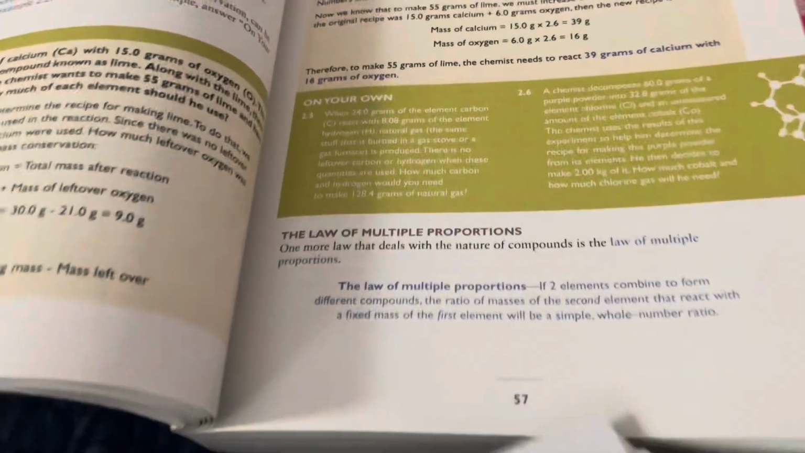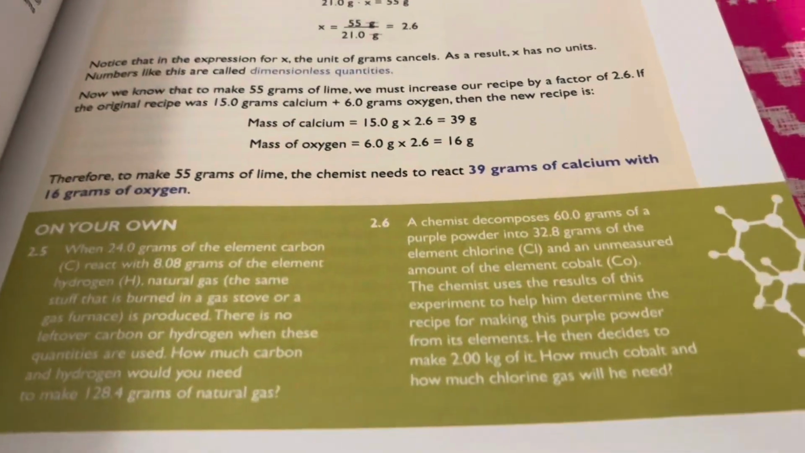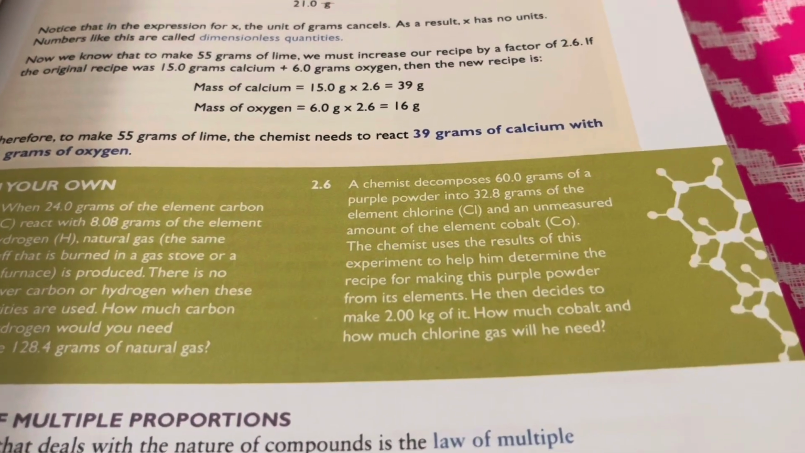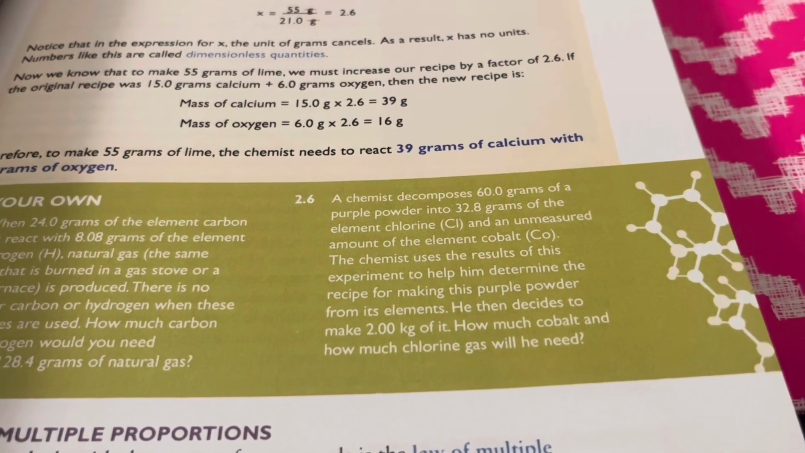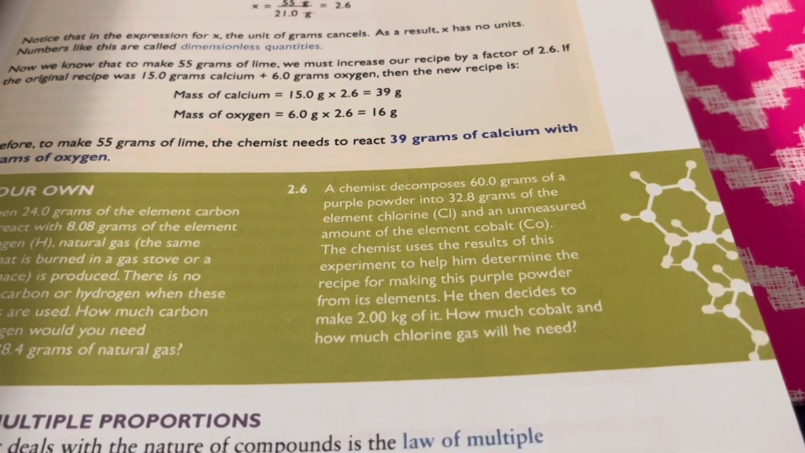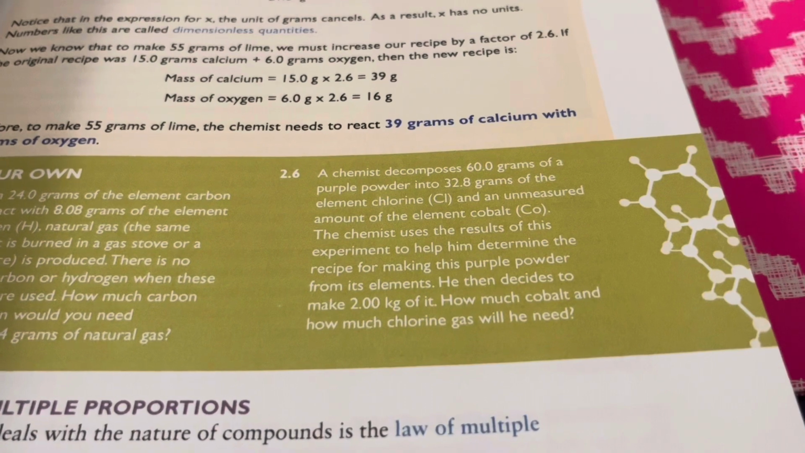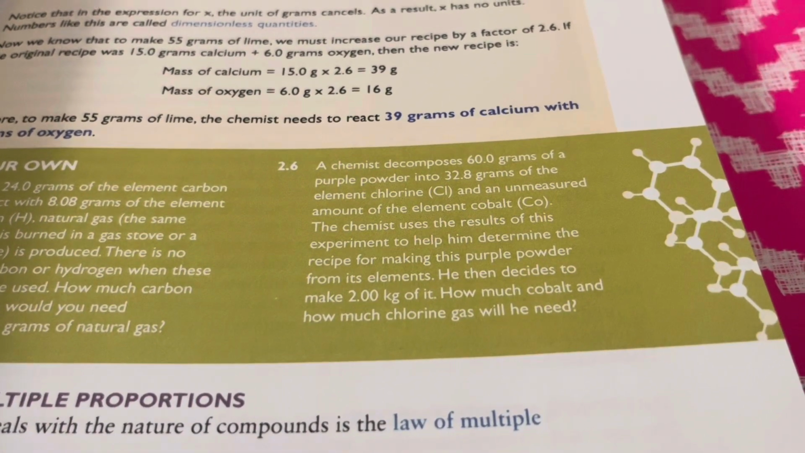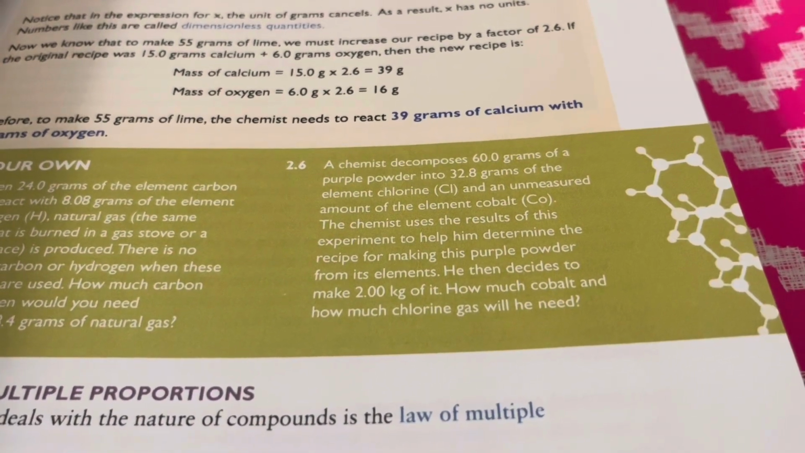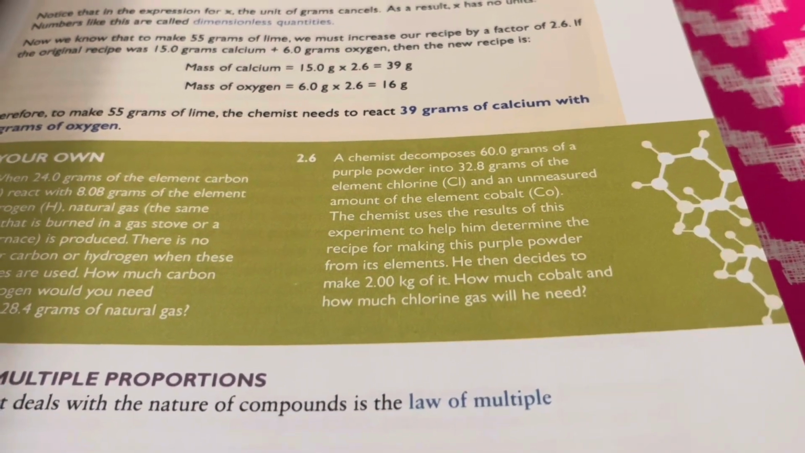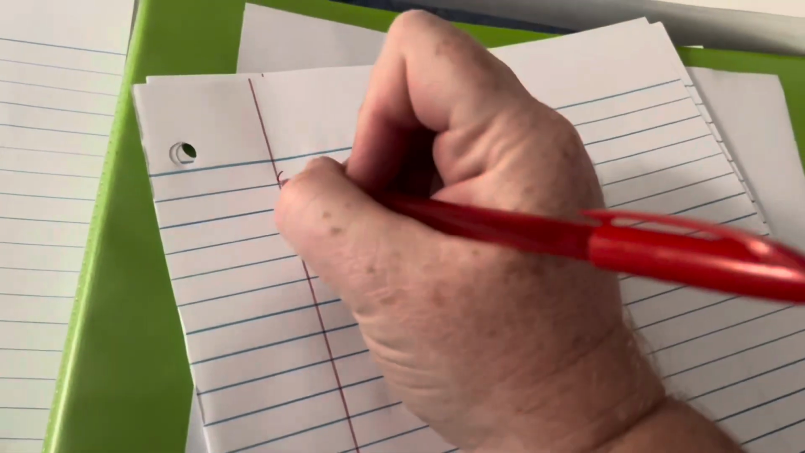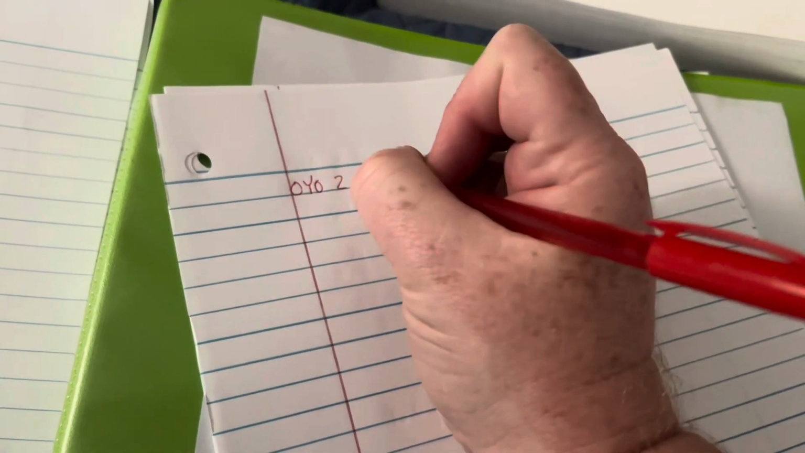Now let's look at on your own problem 2.6. It says, a chemist decomposes 60.0 grams of the purple powder into 32.8 grams of the elements chlorine and an unmeasured amount of the element cobalt. The chemist uses the results of this experiment to help him determine the recipe for making this purple powder from its elements. He then decides to make 2.00 kilograms of it. How much cobalt and how much chlorine gas will he need? All right, so for on your own, 2.6.